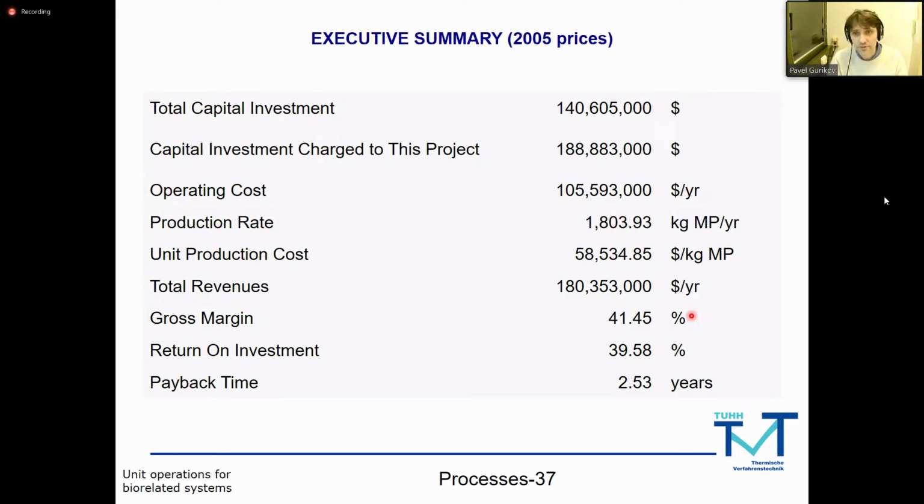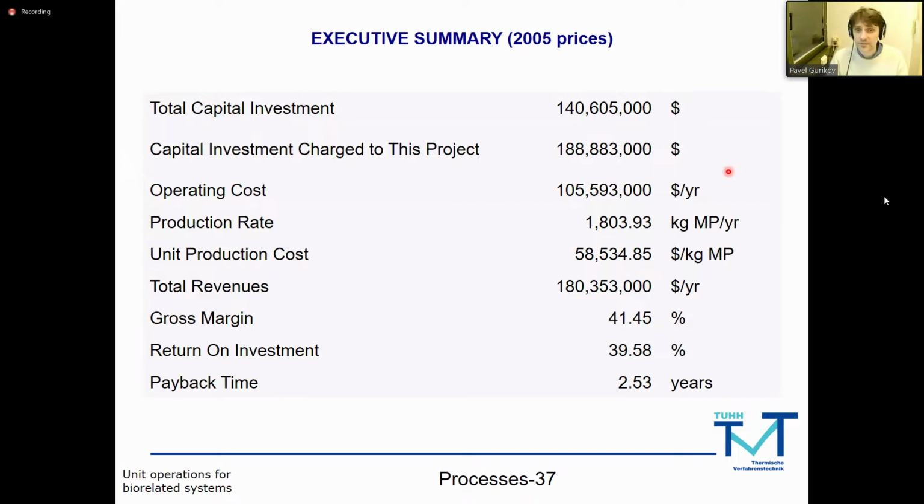Because you have, of course, spent quite some amount from this sum to keep your production running, to keep your operation process running. That's clear. 48%, 41%, almost 42%.